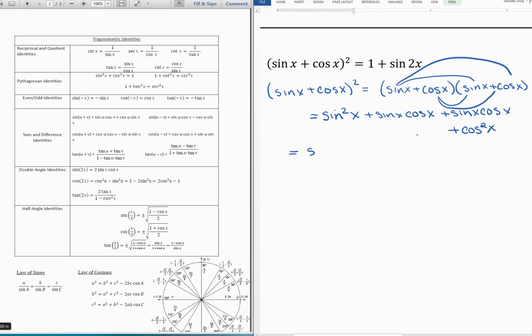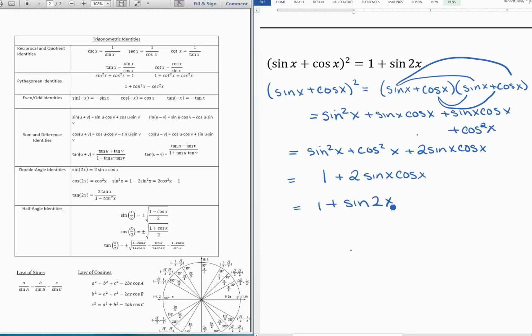Now, addition we can rearrange, it's commutative. So I'm going to rewrite this as sine squared of x plus cosine squared of x. And then notice that we have a sine of x cosine of x plus sine of x cosine of x. So I'm going to write this as 2 sine of x cosine of x. Okay, now we're going to use our identities. Sine squared of x plus cosine squared of x, well, we know from the Pythagorean identities that's equal to 1. And notice that 2 times sine of x cosine of x, we see right here that's exactly sine of 2x.